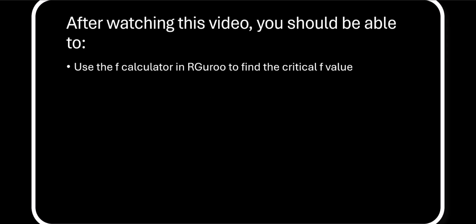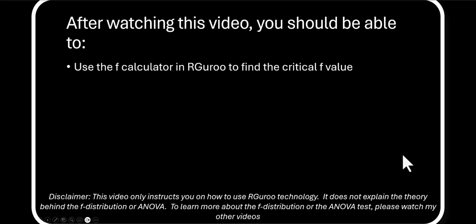Let's begin. After watching this video, you should be able to use the F calculator in RGuroo to find the critical F value. Disclaimer, this video only instructs you on how to use RGuroo technology. It does not explain the theory behind the F distribution or behind a one-way ANOVA test. To learn more about the F distribution or the ANOVA test, please watch my other videos.